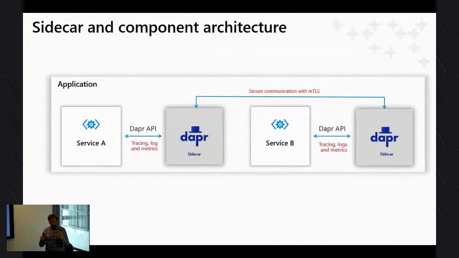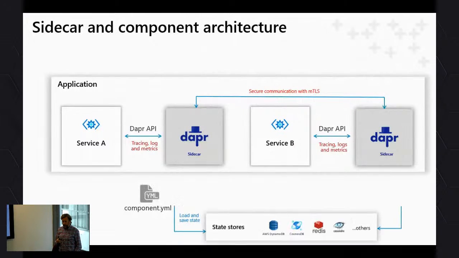In addition to just getting service discovery, you get a lot of extra things that Dapr does for you. It will do secure communication. It will add things like tracing, logs, and metrics, because everything runs through this sidecar. This is also how you get a lot of nice distributed tracing and metrics.